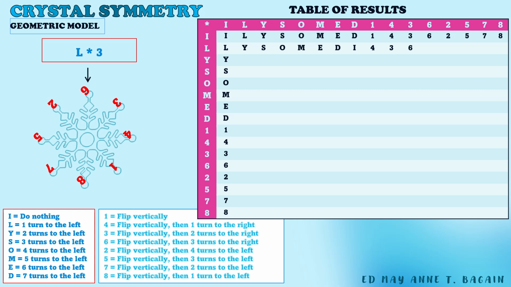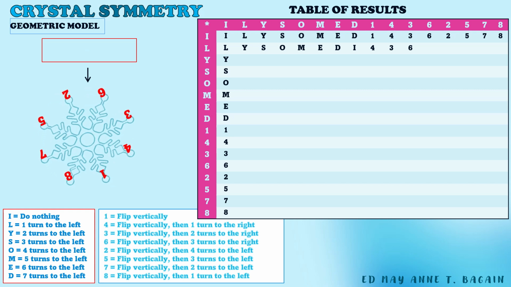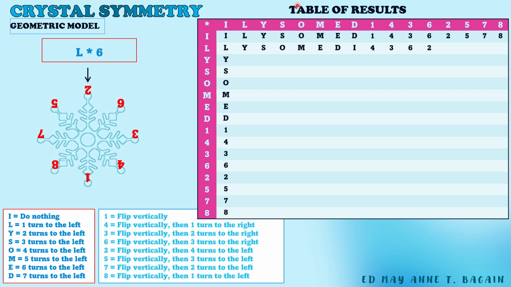And then for the L star 6, as we can see, 6 flip vertically, then 3 turns to the right. That is why we have 2. And then now how will we get the number 2? We will be flipping it vertically. So we're still looking at the 4 and then 4 turns to the left.